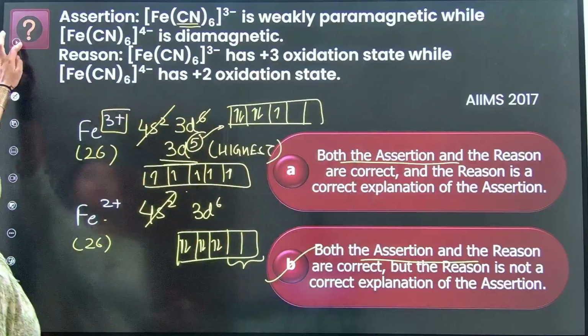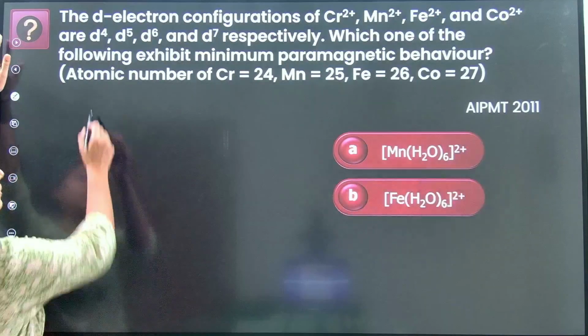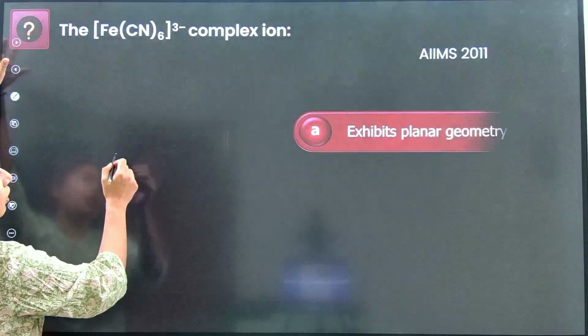Now there are a few questions which are a part of your homework. Please, this is homework.